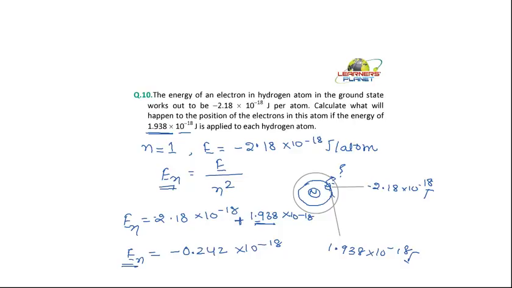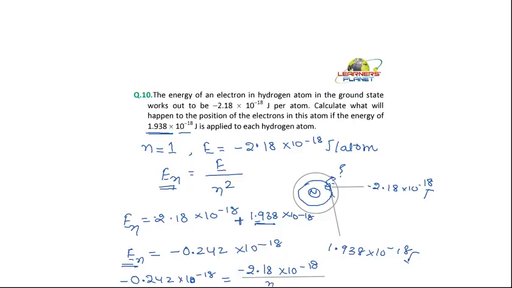Now students, this much energy is present in the electron when it is in the nth orbit. Now can we find out what that orbit is? En we have got, that is minus 0.242 into 10 to the power minus 18. I'll write minus correctly so that you're not getting confused here. This is equal to the energy at the first orbit, that is minus 2.18 into 10 to the power minus 18, divided by n square.